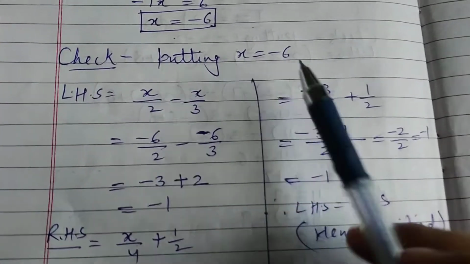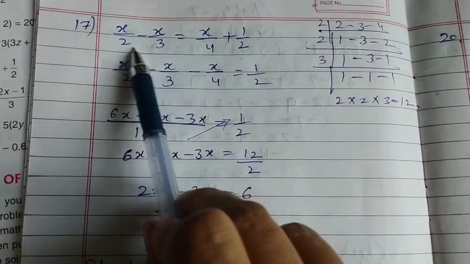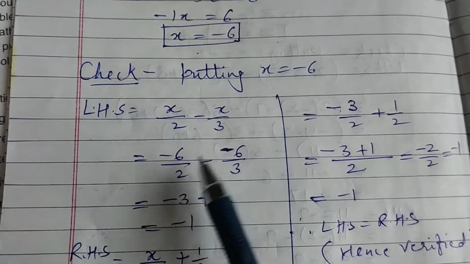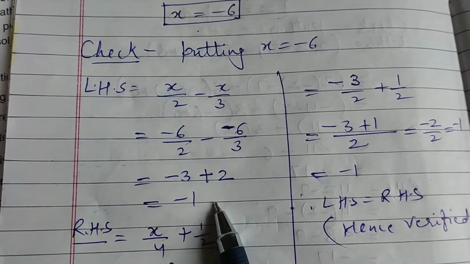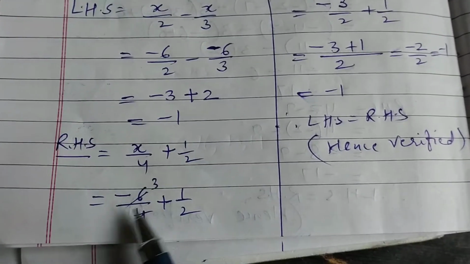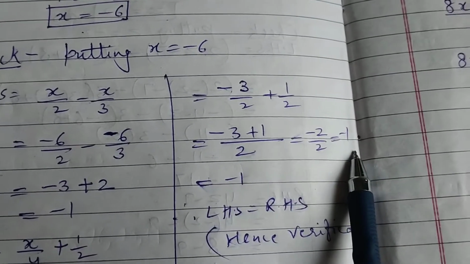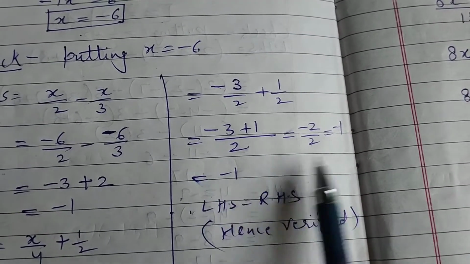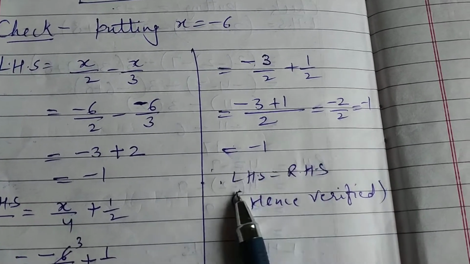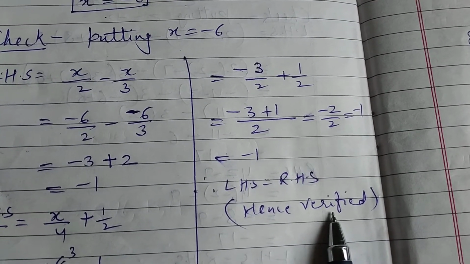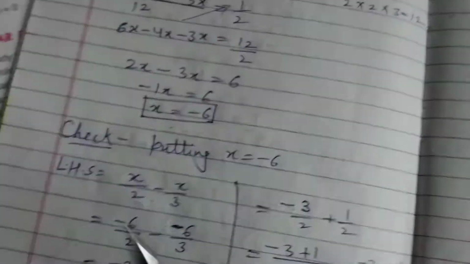Putting x equals minus 6, LHS is this, we will write it here, and in place of x we will write the value of x. After solving we get this value. Same RHS we will write here, we put this value. After solving we get this value, x equals, means is equal to minus 1. Here LHS and RHS both are equal, hence verified. In this way we completed this 17th question also.